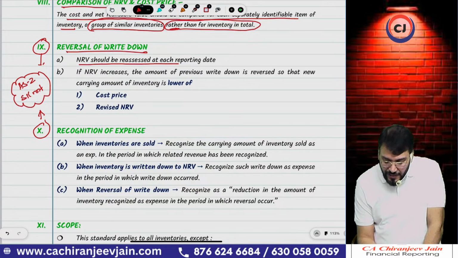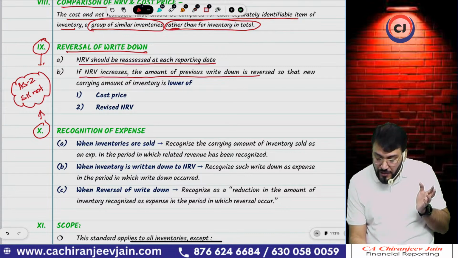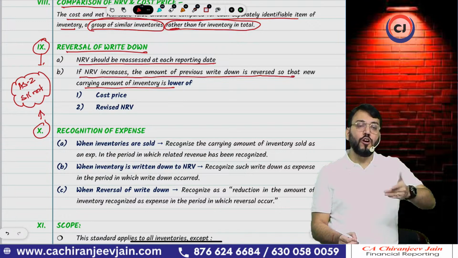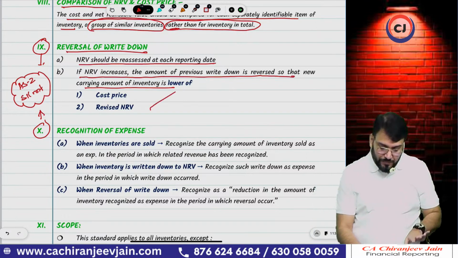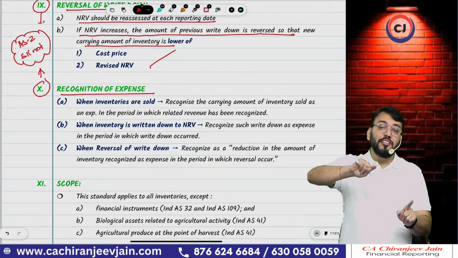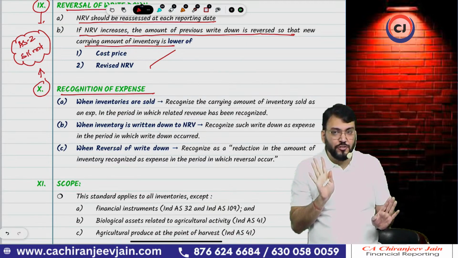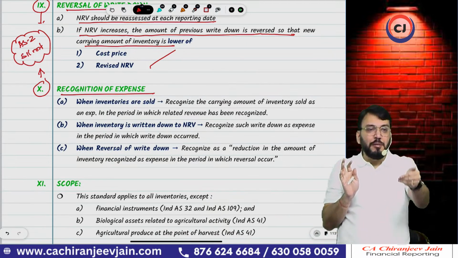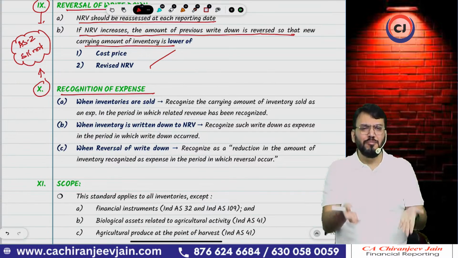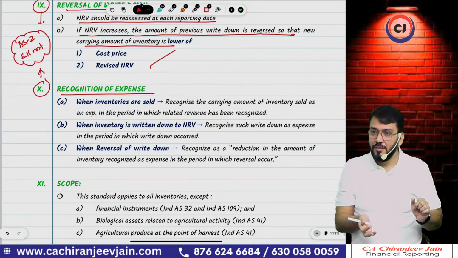NRV should be reassessed at each reporting date. If NRV increases, the amount of previous write down is reversed, so that the new carrying amount of inventory becomes the lower of cost price and revised NRV. Simple. Recognition of expense: when inventory is sold, the carrying amount of inventory is recognized as an expense in the year in which it is sold. That is nothing but opening stock plus purchase minus closing stock, correct.